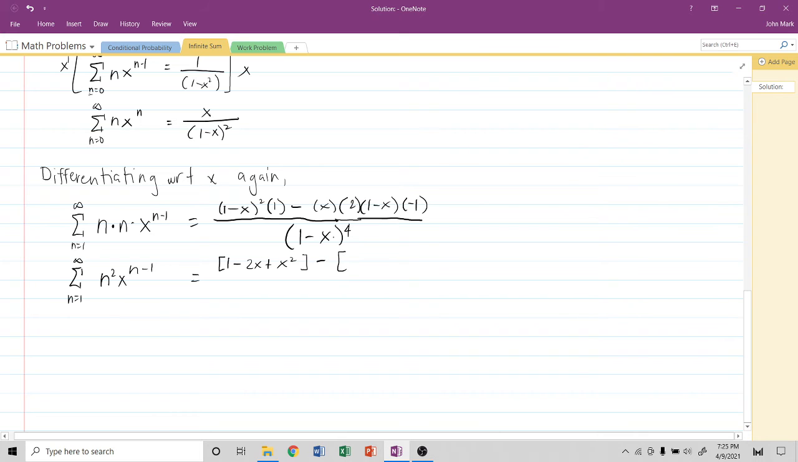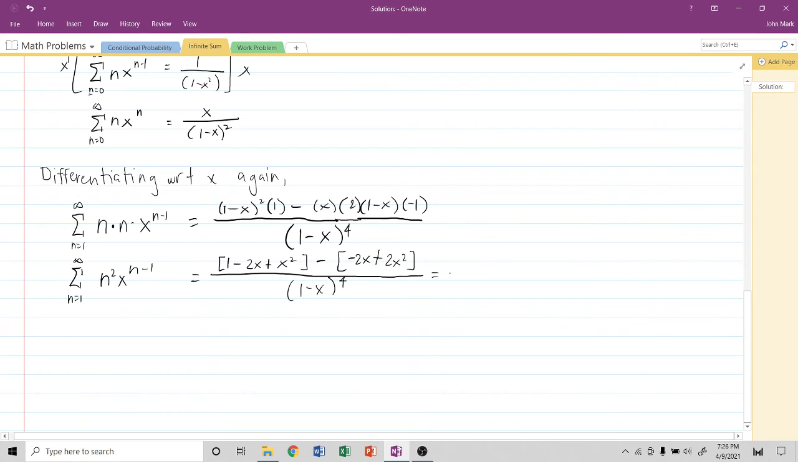Minus, over here, we have x times 2, so we have 2x, times 1, we have 2x again, times negative 1, we have negative 2x. Now, x times 2 times negative x, we have negative 2x squared, times negative 1, so we have positive 2x squared. All over 1 minus x raised to the fourth power.